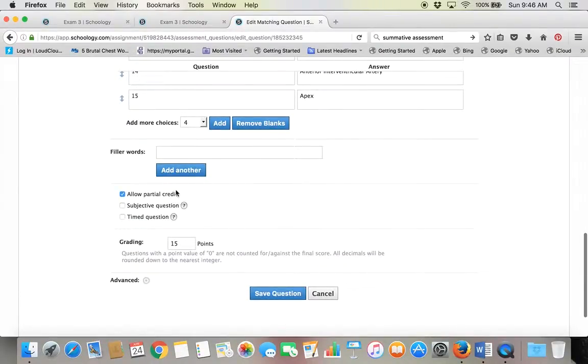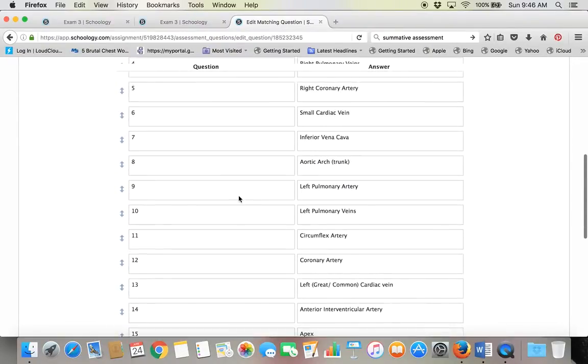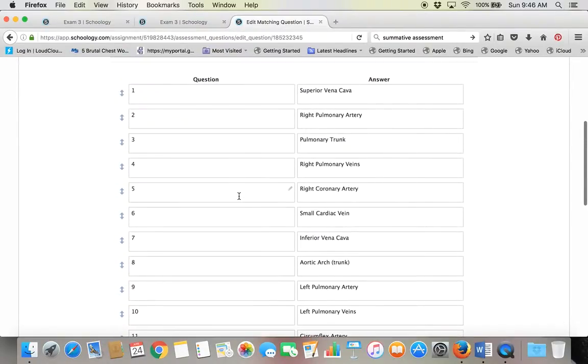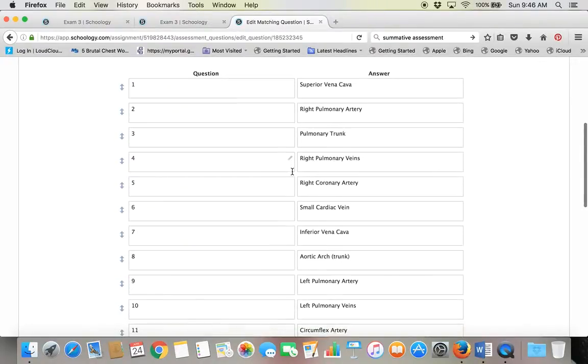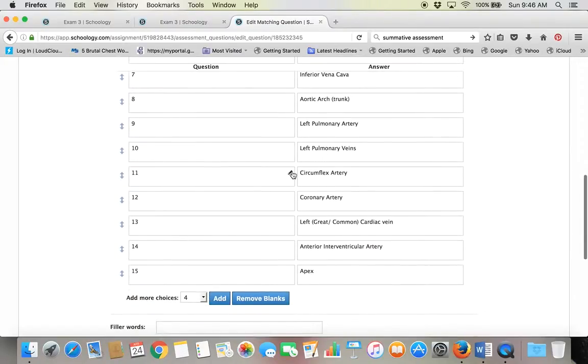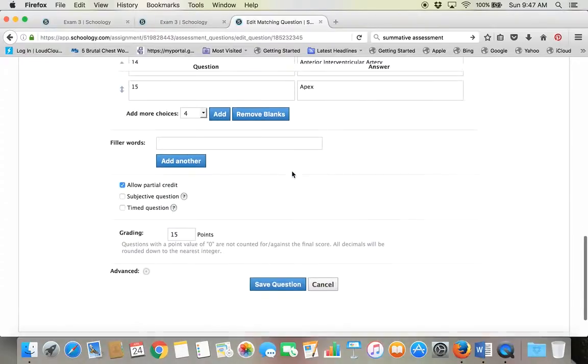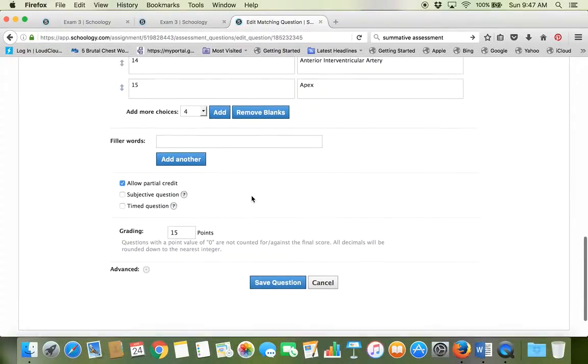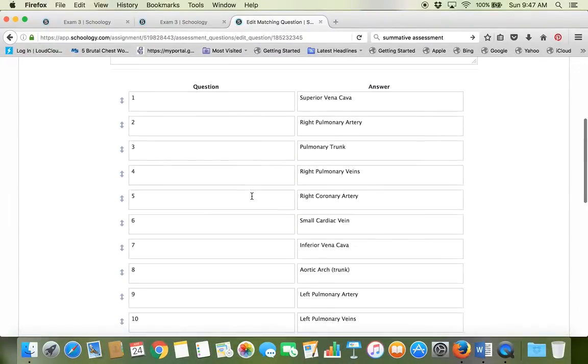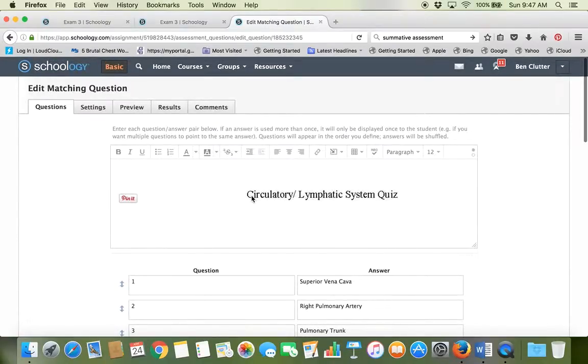I had to allow partial credit because the problem with this is that if I don't allow that, then they don't get credit. For example, number one on the diagram was superior vena cava, and if they got that one wrong but got all the rest of them right, then they would immediately be marked wrong for the whole question for the whole 15 points. Again, I can connect this to standards. I can time different questions. I can set a time limit as far as the overall test. Those aren't things that I'm currently interested in.